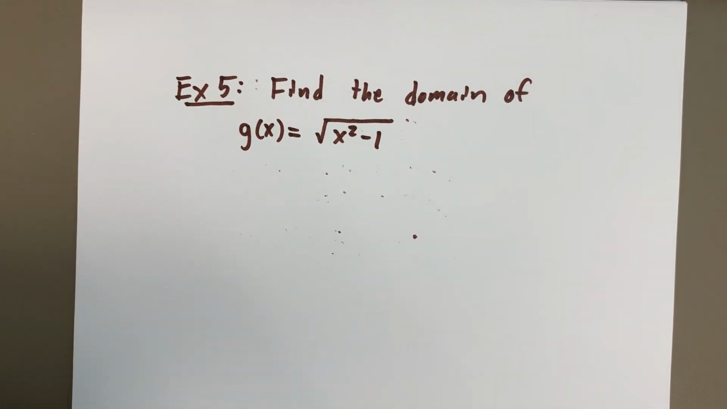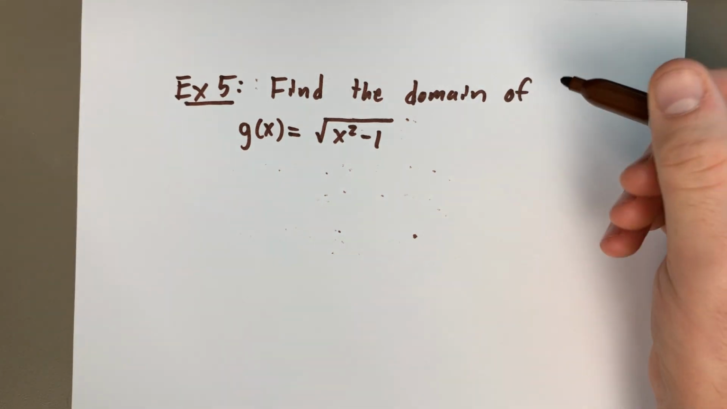Now we're moving on to weirder examples. Example 5 is find the domain of g of x, where g of x is equal to the square root of x squared minus 1. We're going to use the same tactic that we did in the last several examples, but there's going to be a weird little twist in the middle that has to do with properties of inequalities. So this is going to be an example where inequalities don't work exactly the same way as equalities.